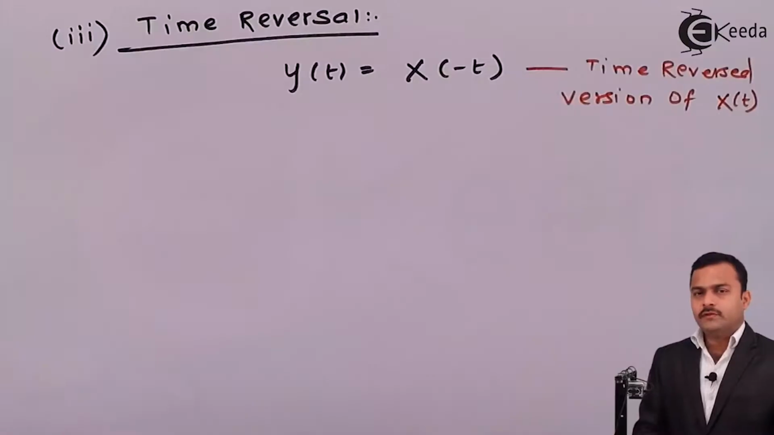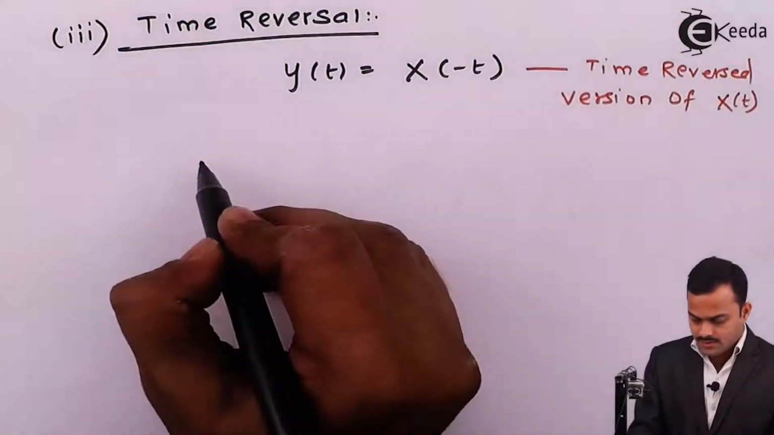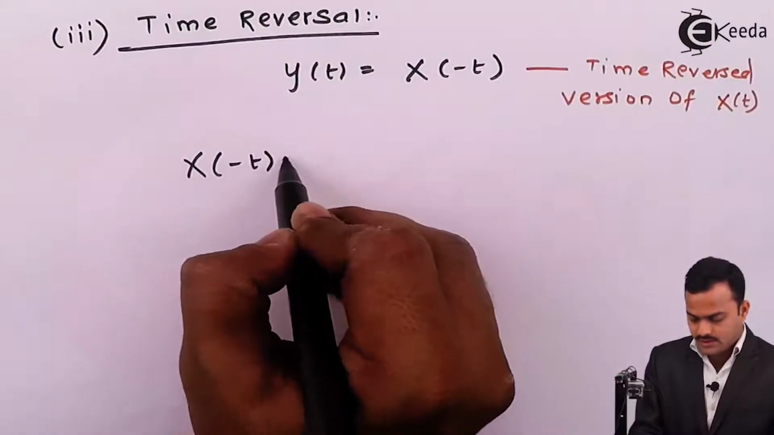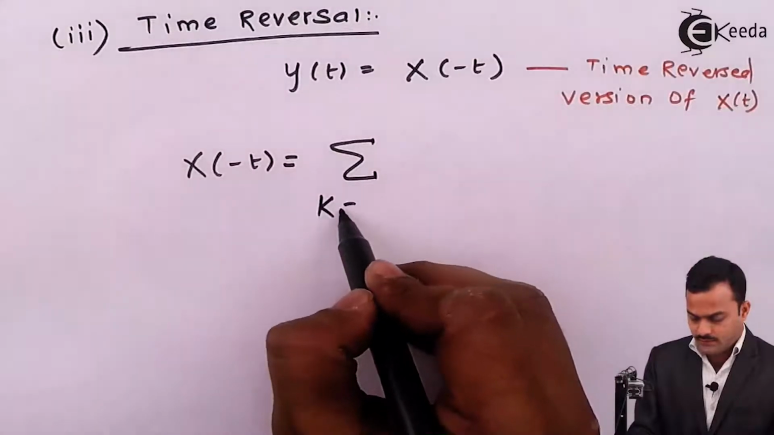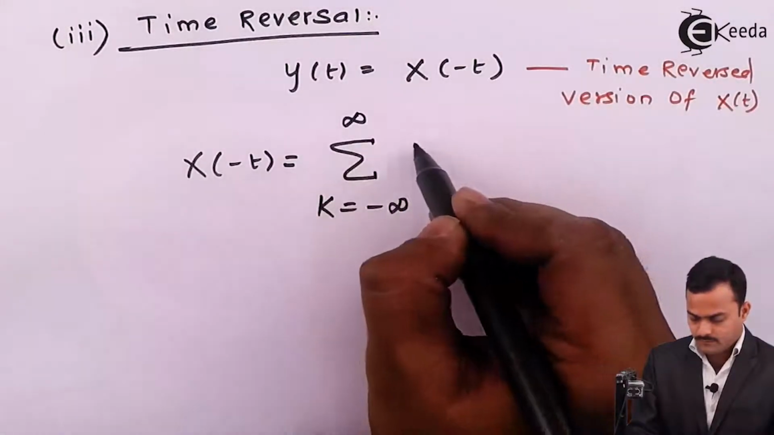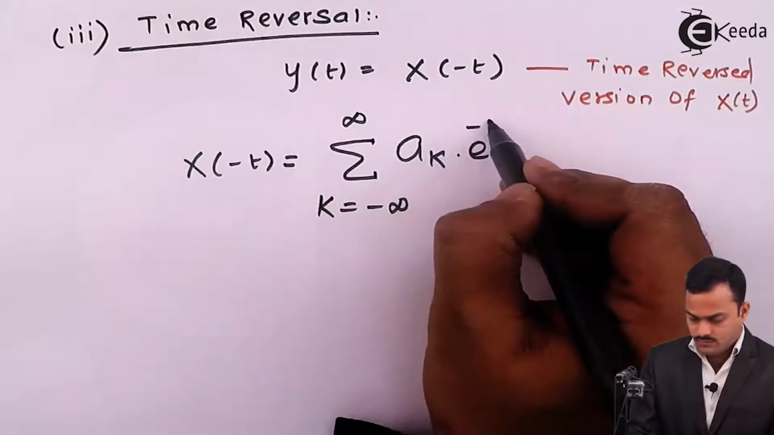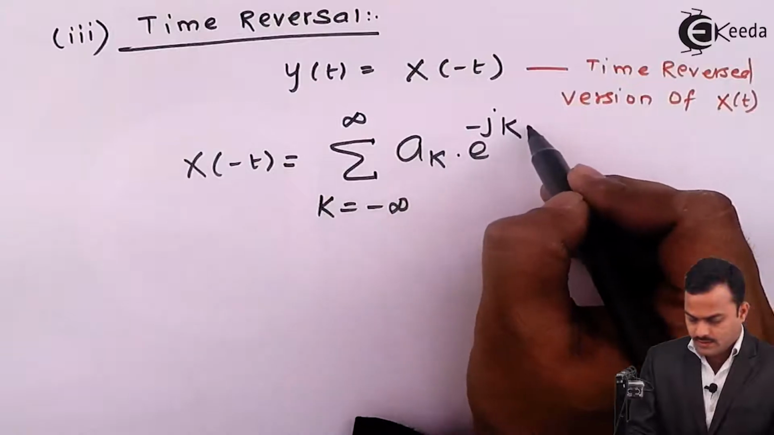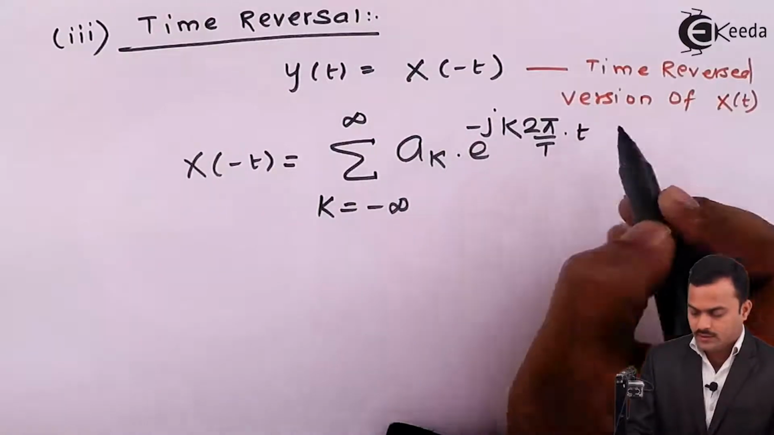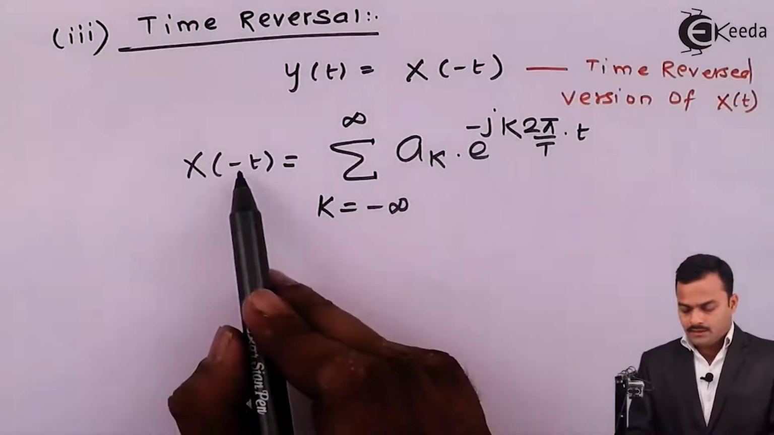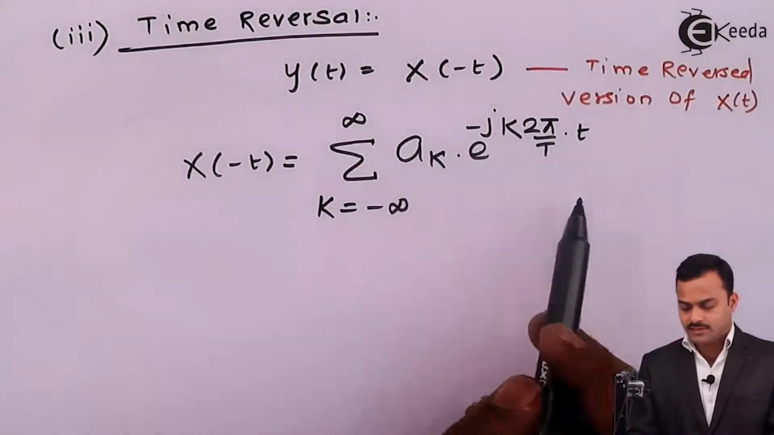We need to check what will be the effect on the Fourier series coefficient. So I can say now x of minus t will become summation k from minus infinity to infinity a_k e raised to minus j k 2 pi by T t. I just substituted omega 0 as 2 pi by T into t. So what I have done over here, t I replaced by minus t in the original expression of a Fourier series, so that I will get this.